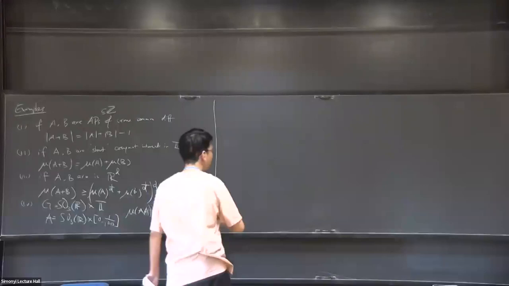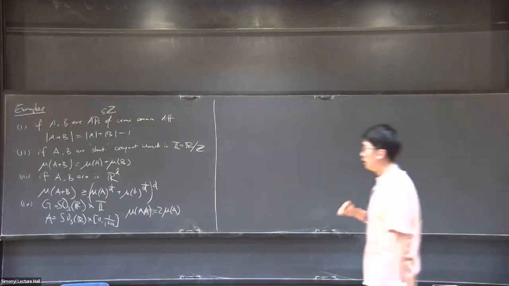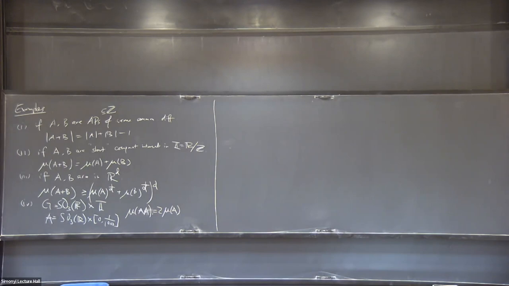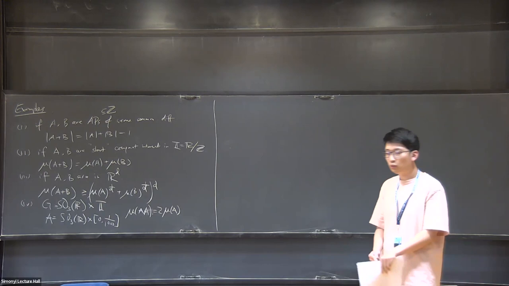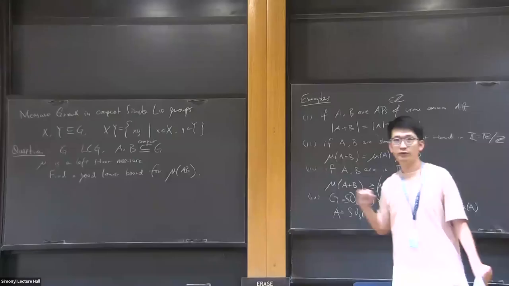Here are some examples. I hope from the examples we can see that if you want to make your product size small, or sum size small, your set should have some group-like structure. One can view that an arithmetic progression looks like a group, right? Almost like a group, or abelian-like structure. So that means if your group is far away from being abelian, probably it's very hard to make the product size of AB small.